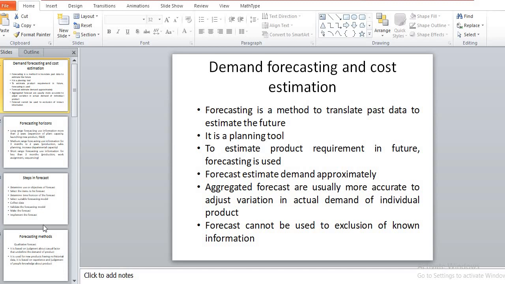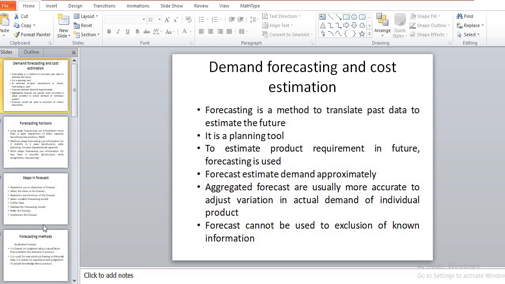In this topic, we will discuss the different forecasting techniques and different cost elements of a particular product. These are the different characteristics of forecasting: it is a planning tool, it is approximate, as we increase the amount of past data its accuracy will increase, and we cannot ignore the known information of the product.